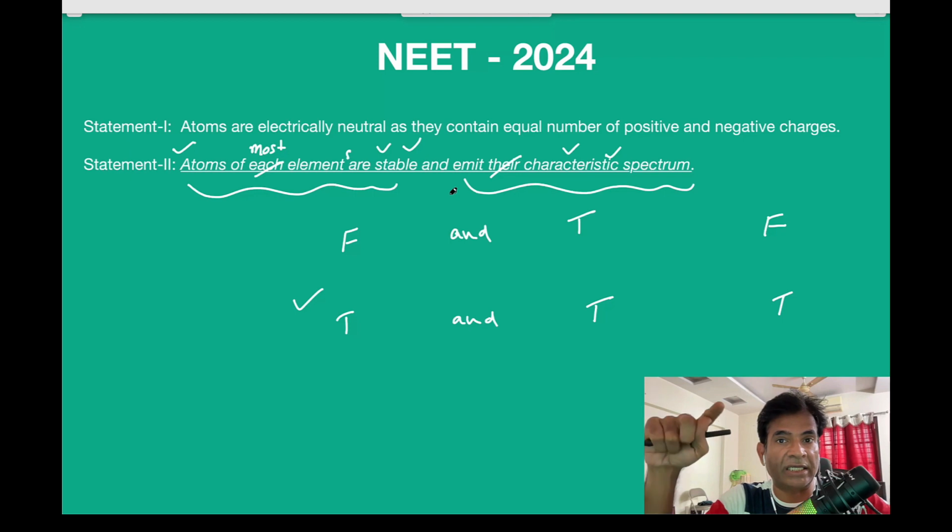So clearly in point 5 on page 303, they are talking about the electrodynamic stability. And atoms of all elements, whether radioactive or non-radioactive, are electrodynamically stable. And atoms of all elements, radioactive or non-radioactive, emit a characteristic line spectrum. So this point needs to be corrected in the NCERT textbook for future.